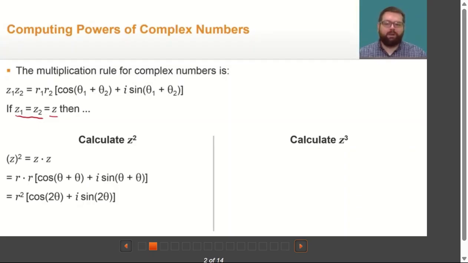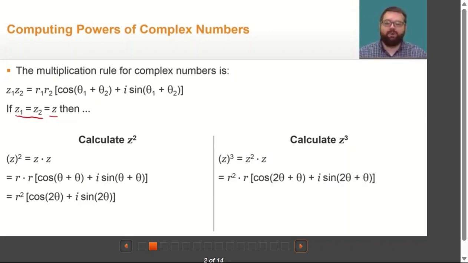And how can this formula be used to find the cube of a complex number? Take the result from squaring the complex number and multiply that result by the original complex number. So z cubed is equal to z squared times z. The modulus values would be r squared and r. The arguments, or angles, would be 2 theta and theta.